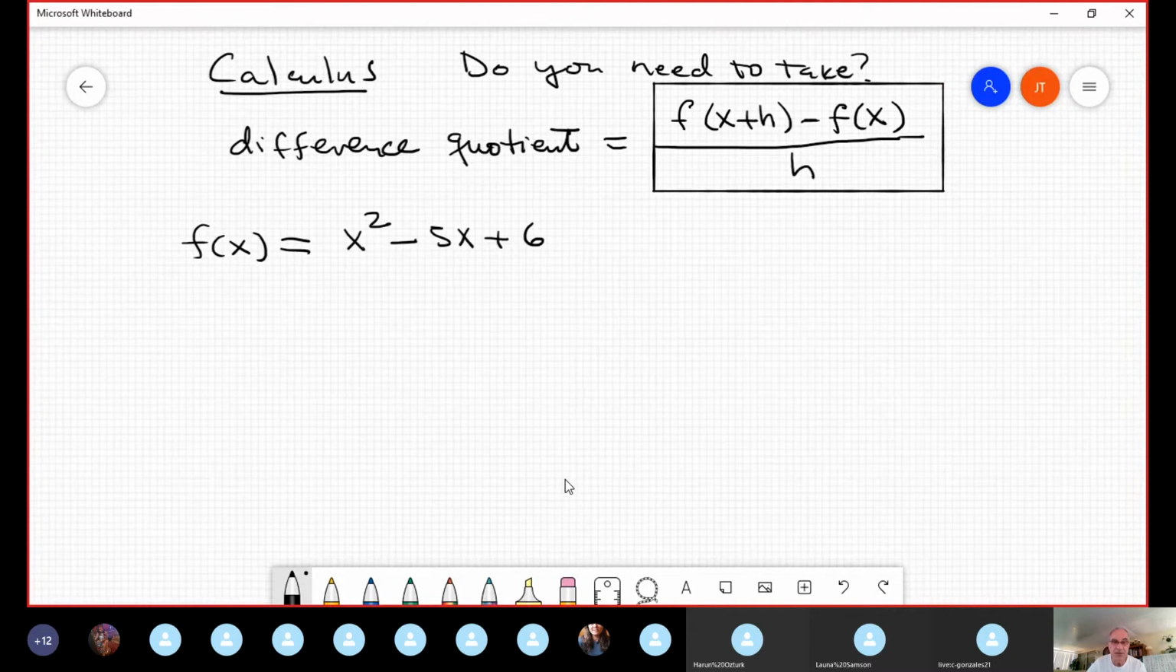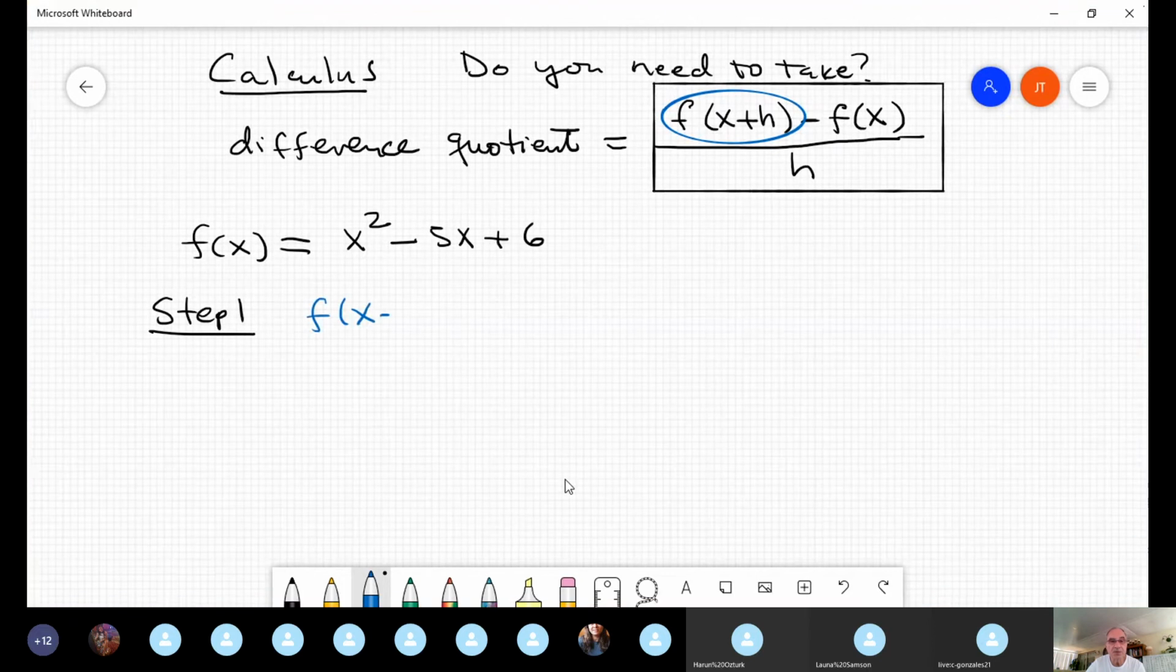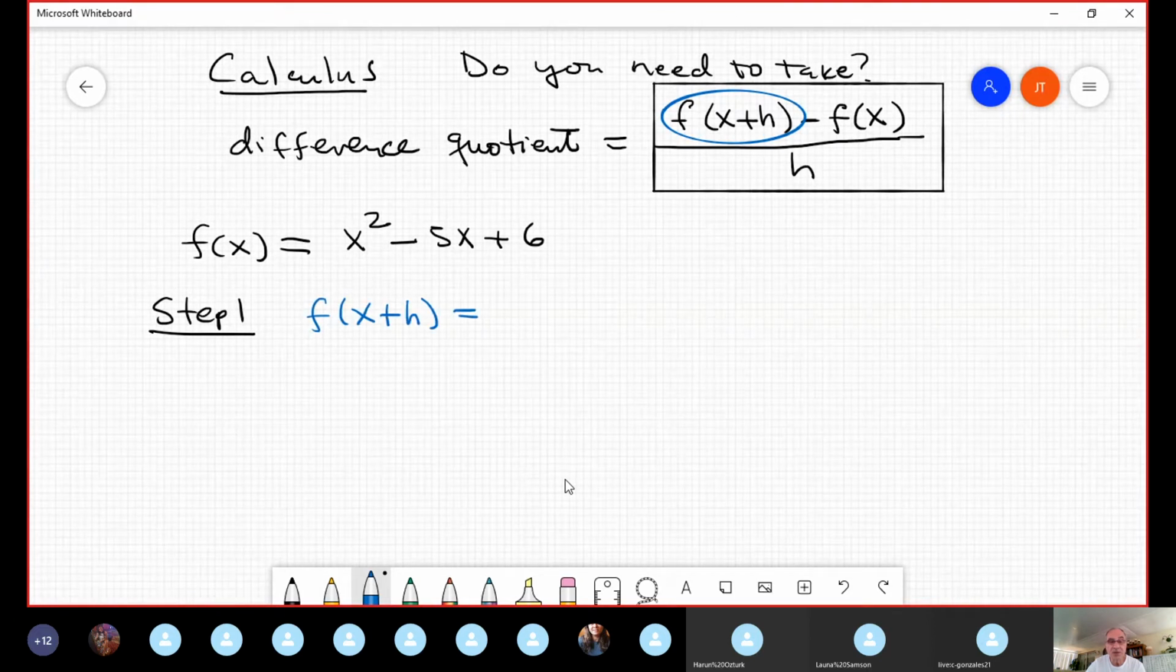Because the formula, I separate it in 3 steps. Step 1. You compute that part first. So you compute f of x plus h. I suppose that h is a number, 2, 3, 4, but in general, I put an arbitrary h. So the only thing you should do is replace x with x plus h. Everyone follow me?